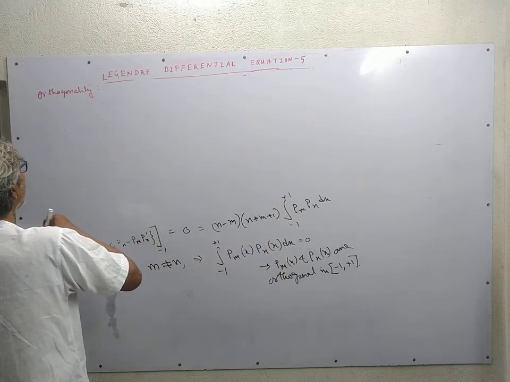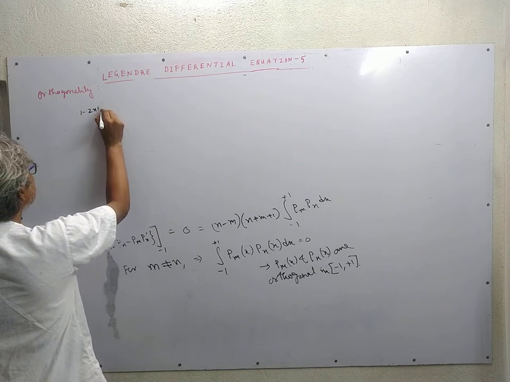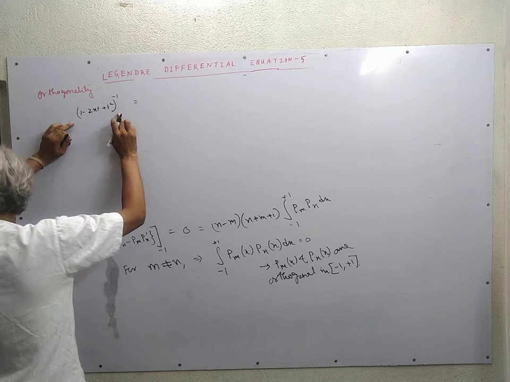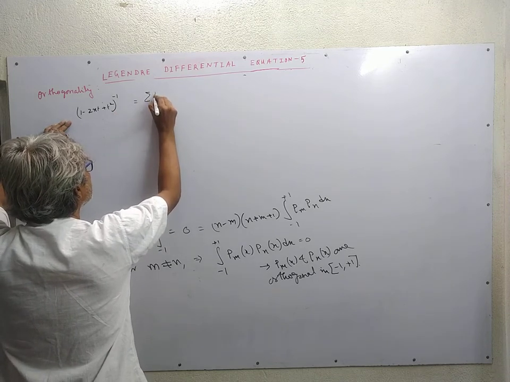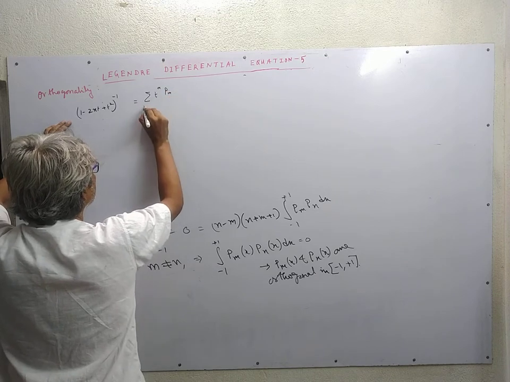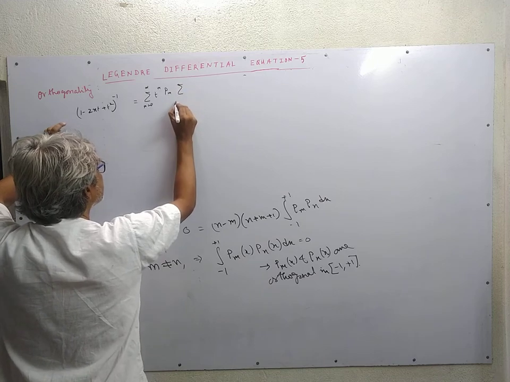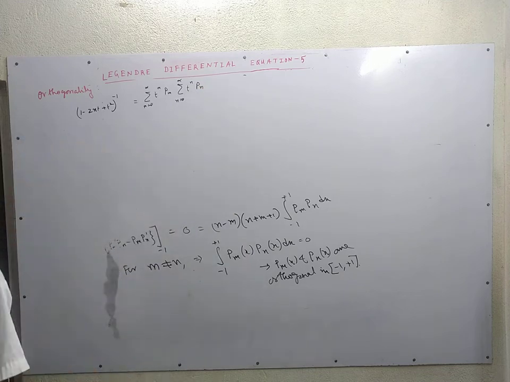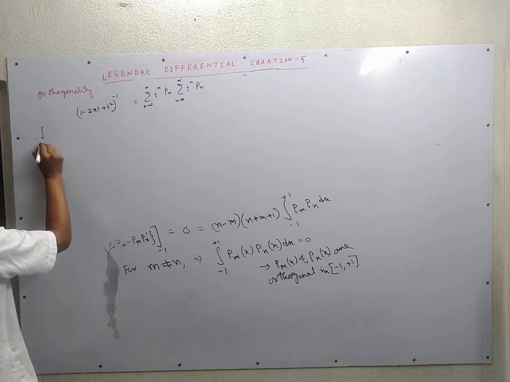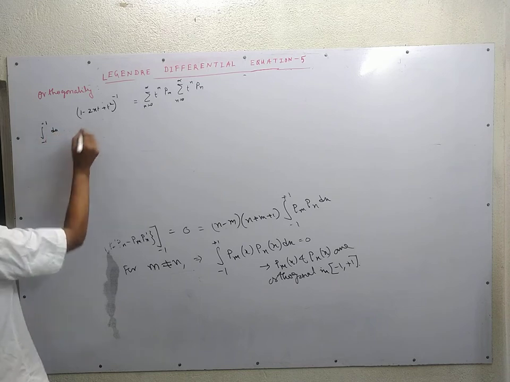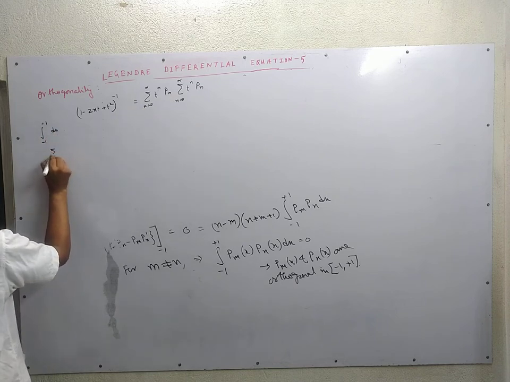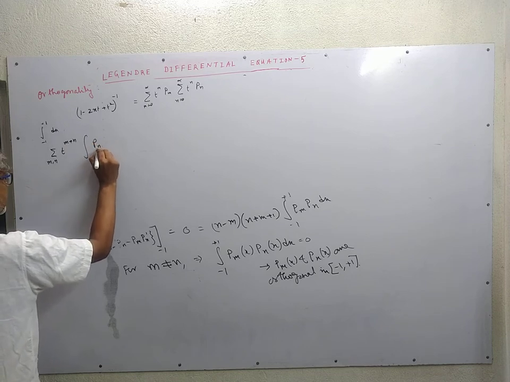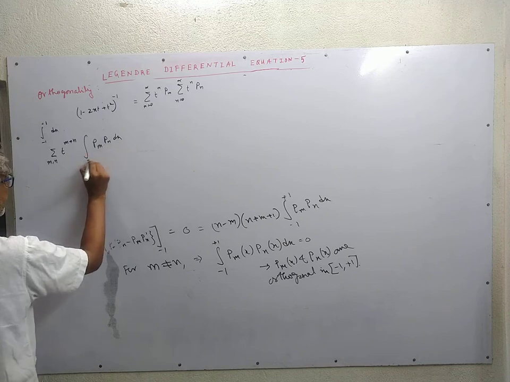So we use the term like this: 1 minus 2xt plus t squared to the power minus 1. Minus 1, not half. So this is written as the product of two things. One is t to the power m Pm of x, m is equal to 0 to infinity, and the other one is n is equal to 0 to infinity t to the power n Pn of x. Now we integrate both the sides. Integrating, we write this side first: summation over m, n, t to the power m plus n, integration Pm Pn dx from minus 1 to plus 1.